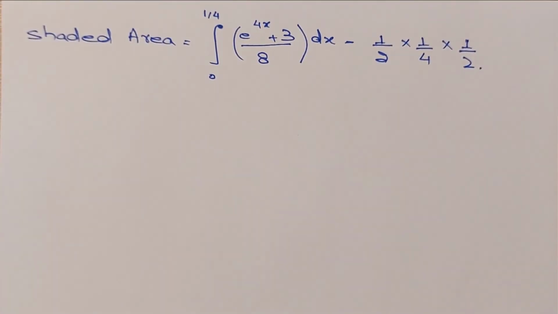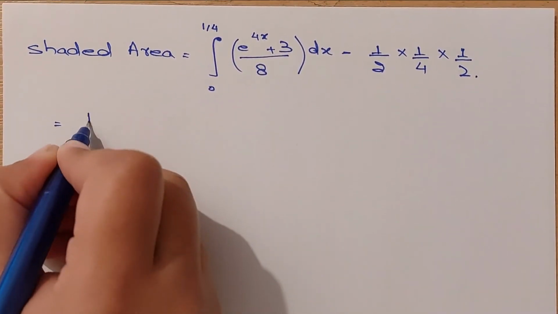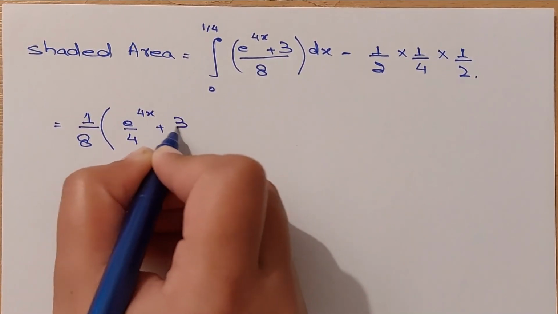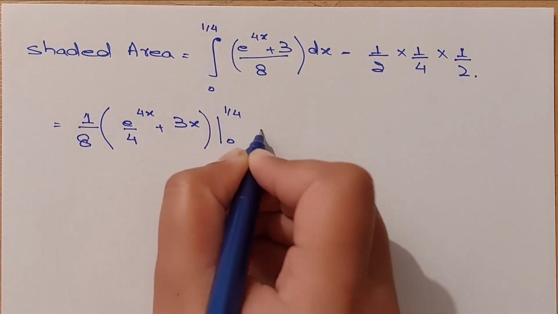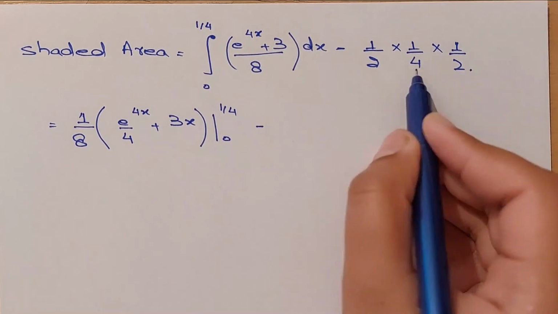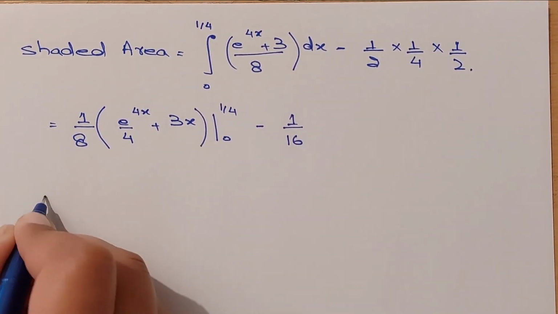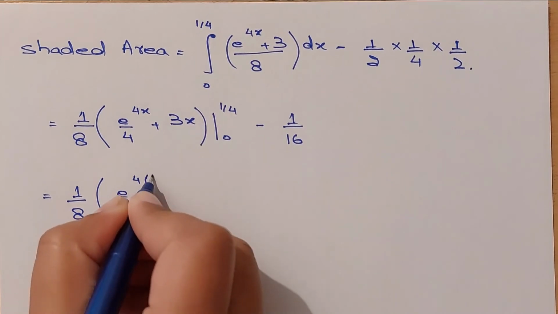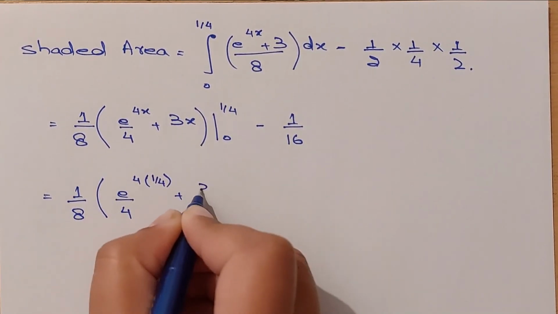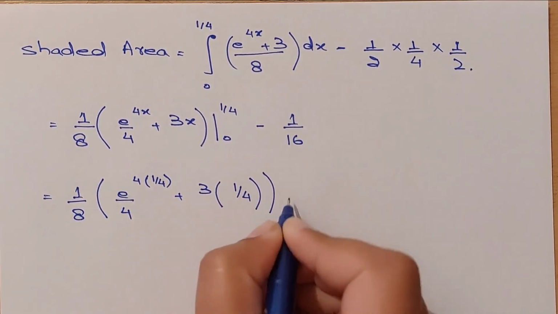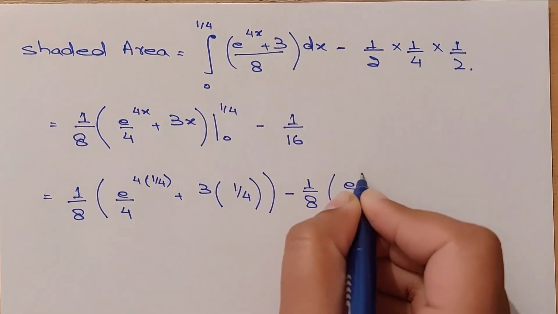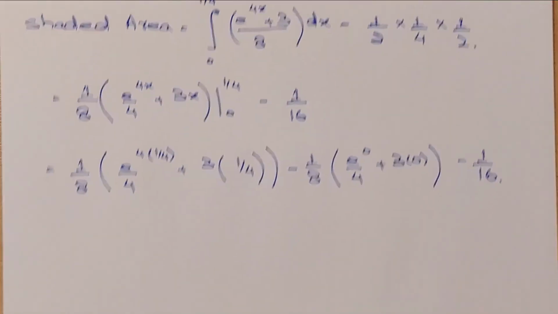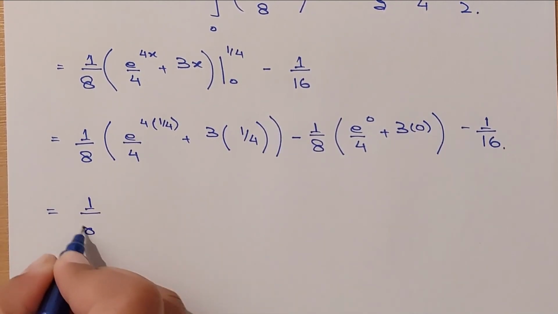Now let me simplify this. Okay, let me take 1 by 8 outside. The integration of e power 4x is e power 4x divided by 4, and the integration of 3 is 3x, from 0 to 1 by 4, minus 1 over 2 times 1 over 4 times 1 over 2, which is 1 over 16. So this is 1 by 8, substituting the upper and lower limits. So e power 4 times 1 by 4, divided by 4, plus 3 times 1 by 4. This is the upper limit. Minus 1 by 8 times the lower limit, e power 0 divided by 4 plus 3 times 0, minus 1 over 16, right? Okay, now for the simplification, in 1 by 8, the 4 is cancelled with 4.